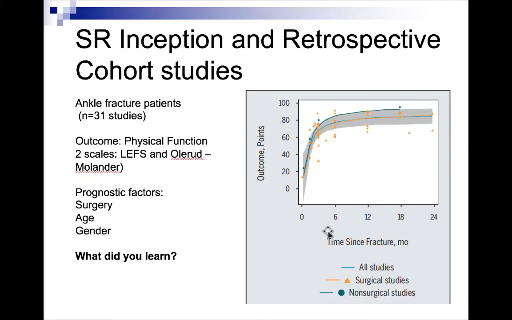One, time, so we have 0 to 24 months or 2 years, where 0 is the point they get out of a cast or being weight bearing, and then the x-axis is physical function, and they looked, two scales were used to collect that, the Lower Extremity Functional Scale and the Olerud-Molander scale. And so where 100 is normal function and 0 is no function.